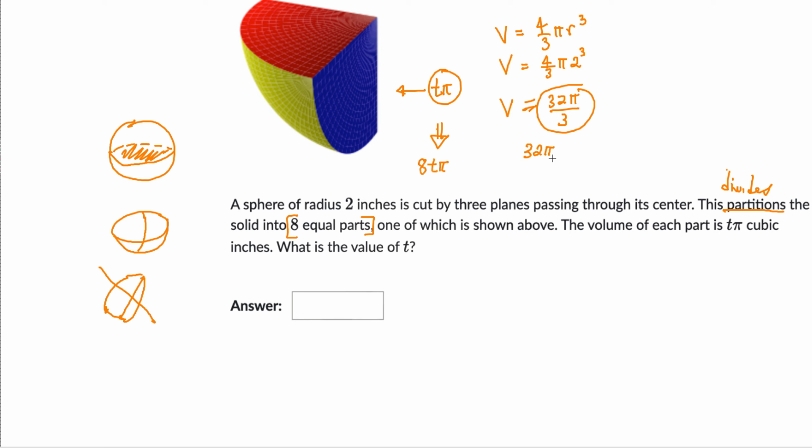32 pi over 3 is equal to 8T pi. Now I solve for T. I divide by pi on both sides; pi over pi is 1. I divide by 8 on both sides, and I get T on the right-hand side, but I'll make it the left-hand side. 32 divided by 8 is 4, right? 8, 16, 24, 32, 4. And then it's 4 over 3. This is the value of T, 4/3.